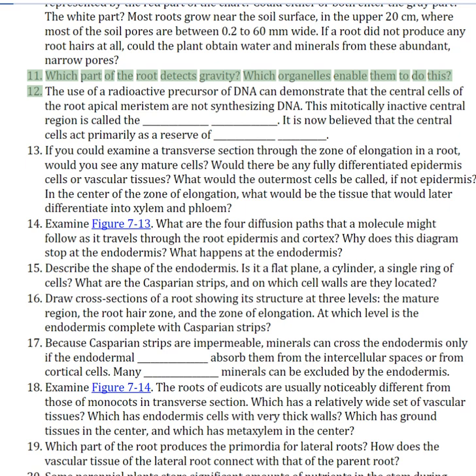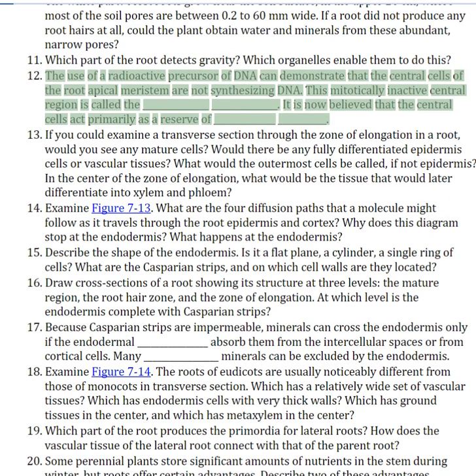Which organelles enable them to do this? 12. The use of a radioactive precursor of DNA can demonstrate that the central cells of the root apical meristem are not synthesizing DNA. This mitotically inactive central region is called the. It is now believed that the central cells act primarily as a reserve of.